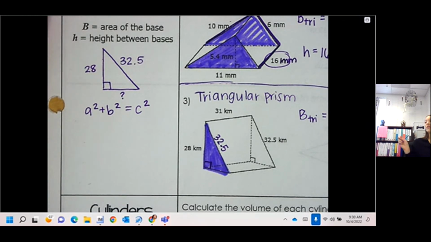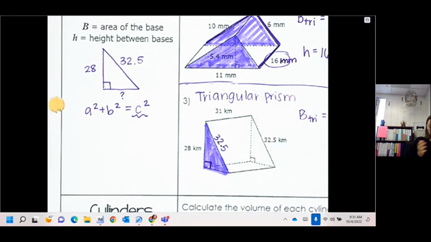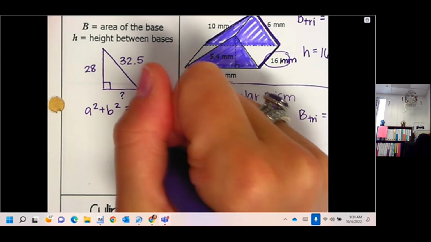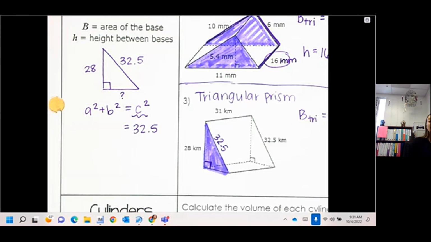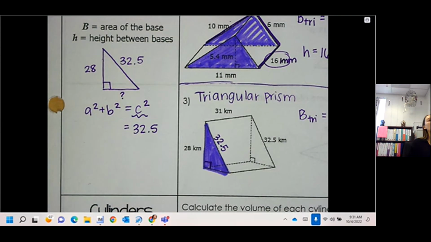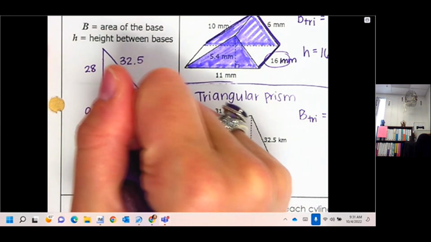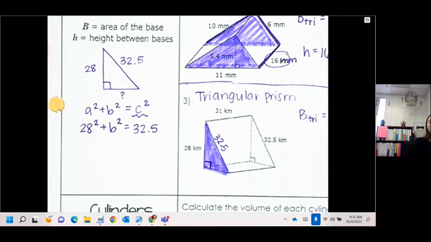Okay, the only thing that's important when you go to plug in side lengths is that the c value, well, your hypotenuse. Hypotenuse is the slanted side. So which one am I going to have to plug in for my c value? Yeah, the 32.5 has to go there. Okay, the other two sides don't matter. So I'm going to put 28 as my first one. And then I'll just leave it b squared for my second one. That's what I'm going to try to solve for.